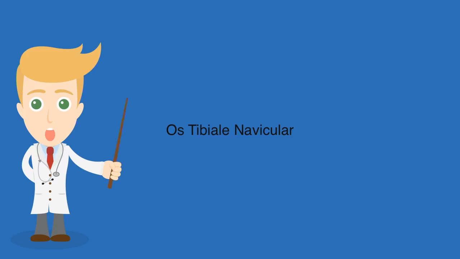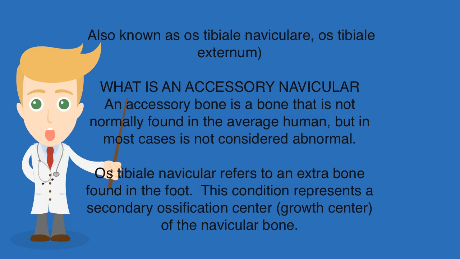Os tibiale navicular. Also known as Os tibiale naviculare, Os tibiale externum. What is an accessory navicular? An accessory bone is a bone that is not normally found in the average human, but in most cases is not considered abnormal. Os tibiale navicular refers to an extra bone found in the foot.